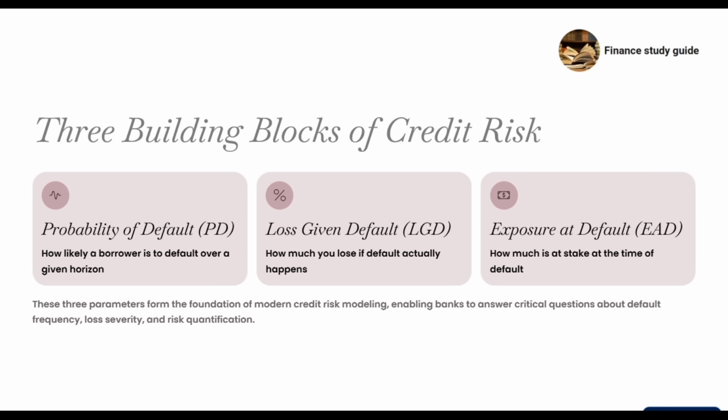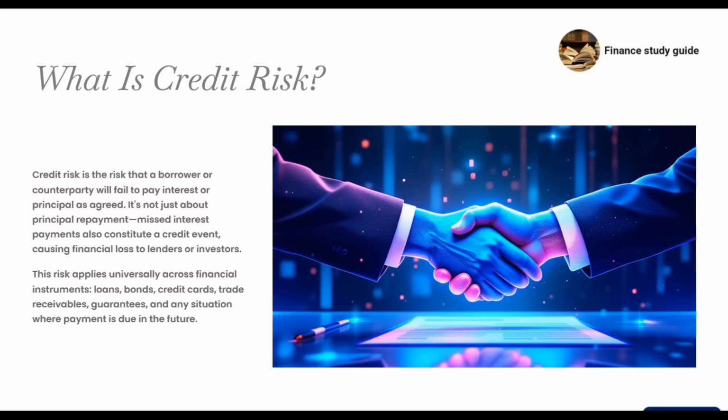So again, let's quickly revise what is credit risk. Credit risk is the risk that a borrower or counterparty will not pay interest or principal as agreed. Yes, it's not just principal; if interest repayment is also missed, that is a credit event causing a financial loss to the lender or investor. Now let's look at them in detail with examples.